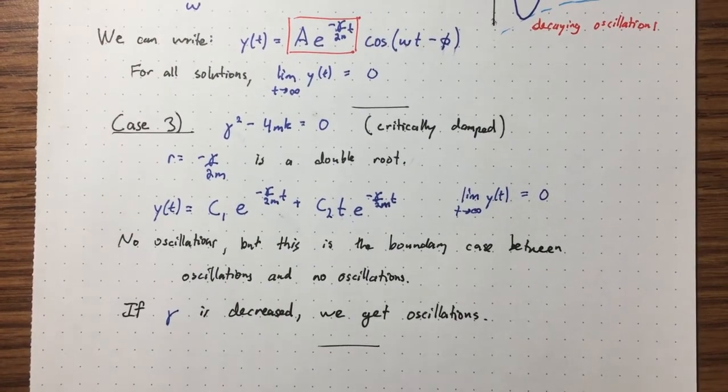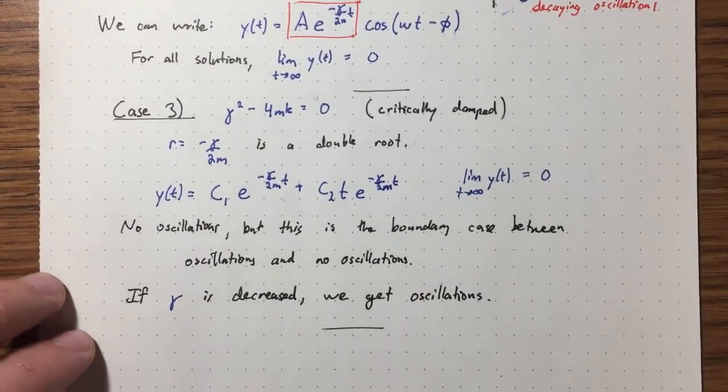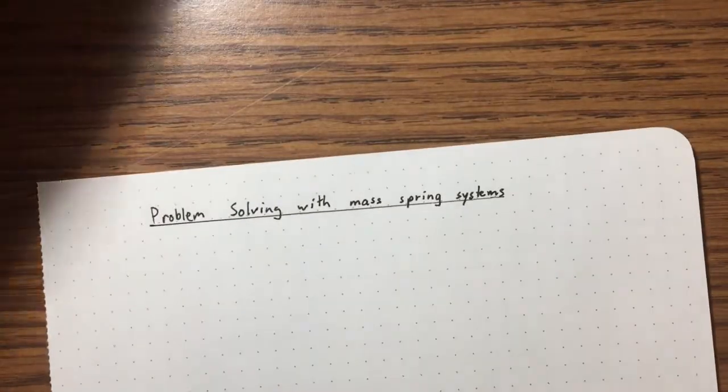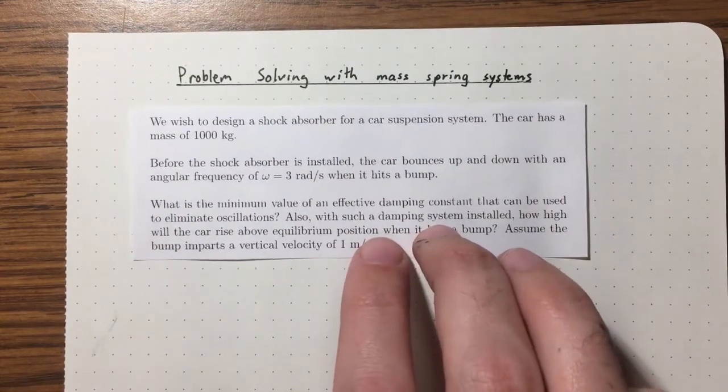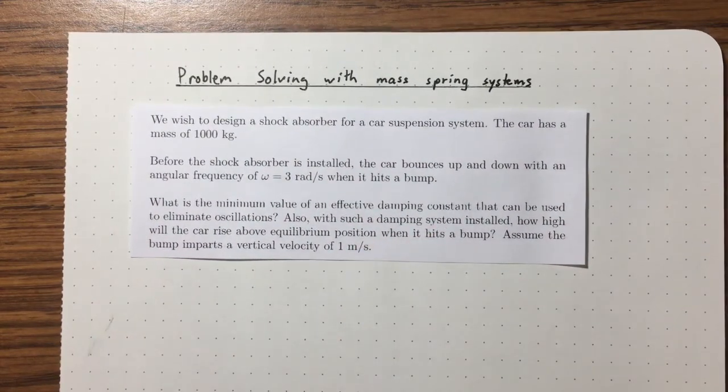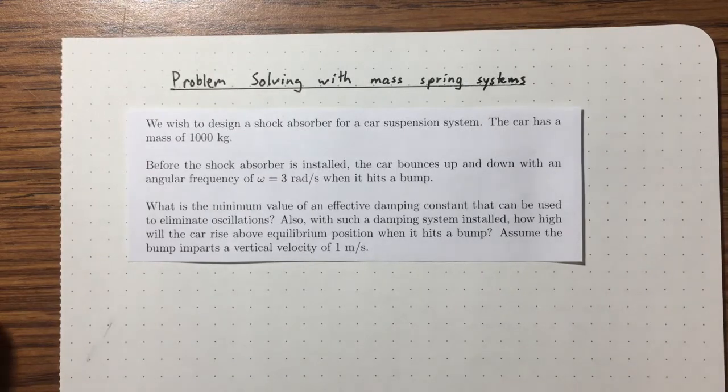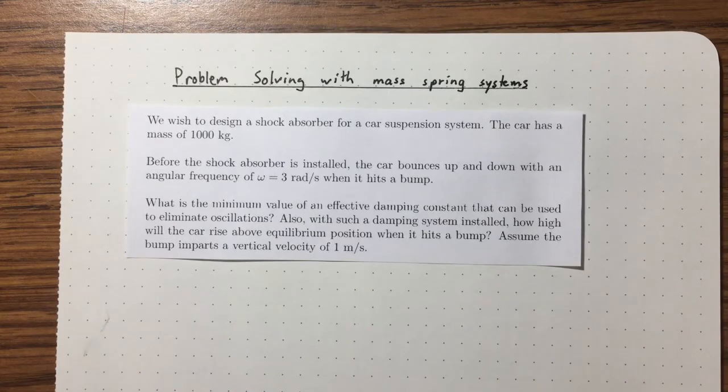Okay, so now that we've learned the theory behind the mass spring systems, let's try to synthesize everything that we learned today by solving a problem. So here's a problem that I have in mind. We want to design a shock absorber for a car suspension system, kind of like I talked about at the beginning of the lecture.